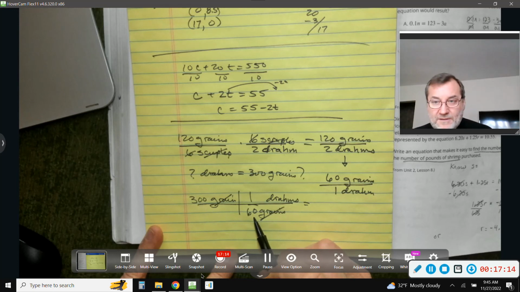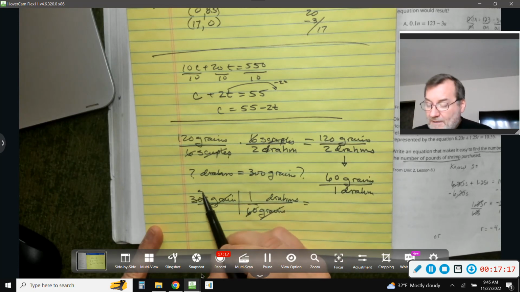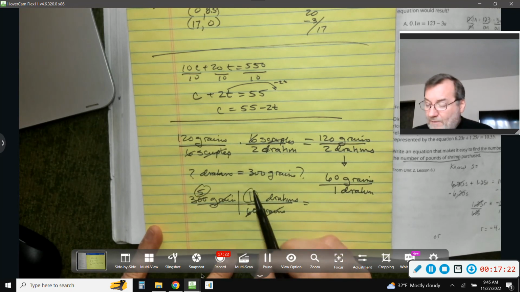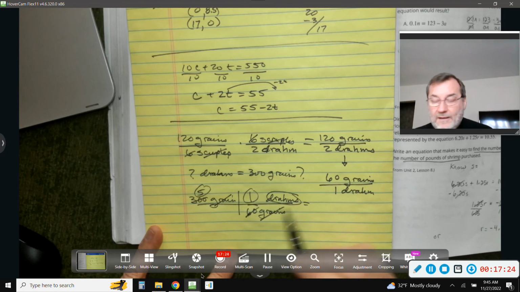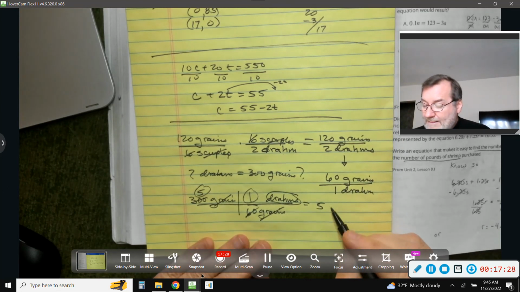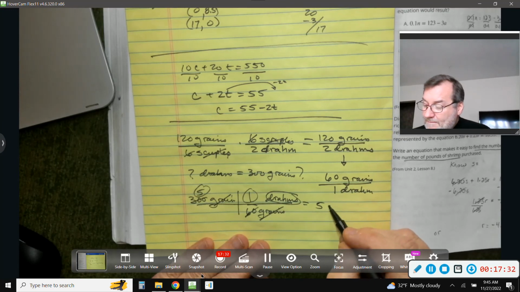Well, 60 is a factor of 300. So we can cancel that and just make that a 5. So what do you got? You got a 5, you got a 1, and you got drams. That's the only thing you got left. So what do you got? 300 grains turns out to be 5 drams.